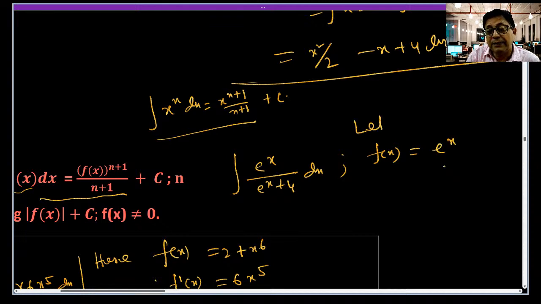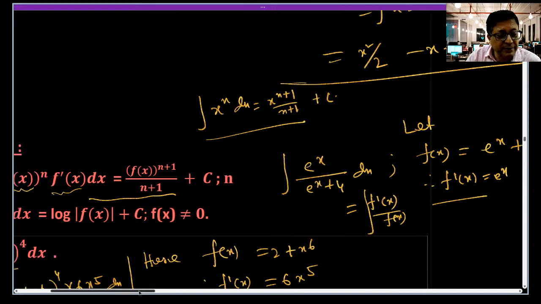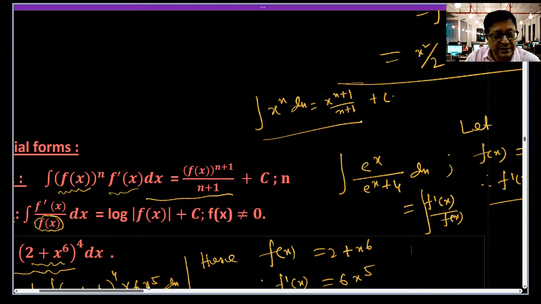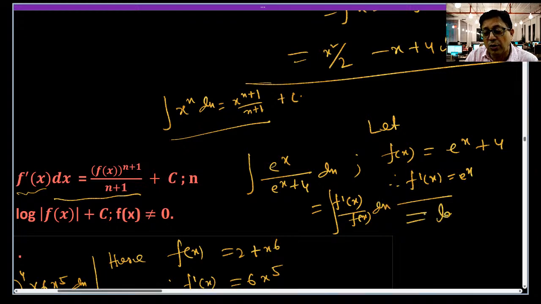Let f(x) be e to the power x plus 4. What is its derivative? f dash x is e to the power x. This you can see. So this integrand is of the form f dash x by f(x). Integration is of this form, f dash x by f(x). So what will be the answer? The answer is log of f(x). Here no need to use mod. If you want to write, you can do. It will be log of mod of e to the power x plus 4.